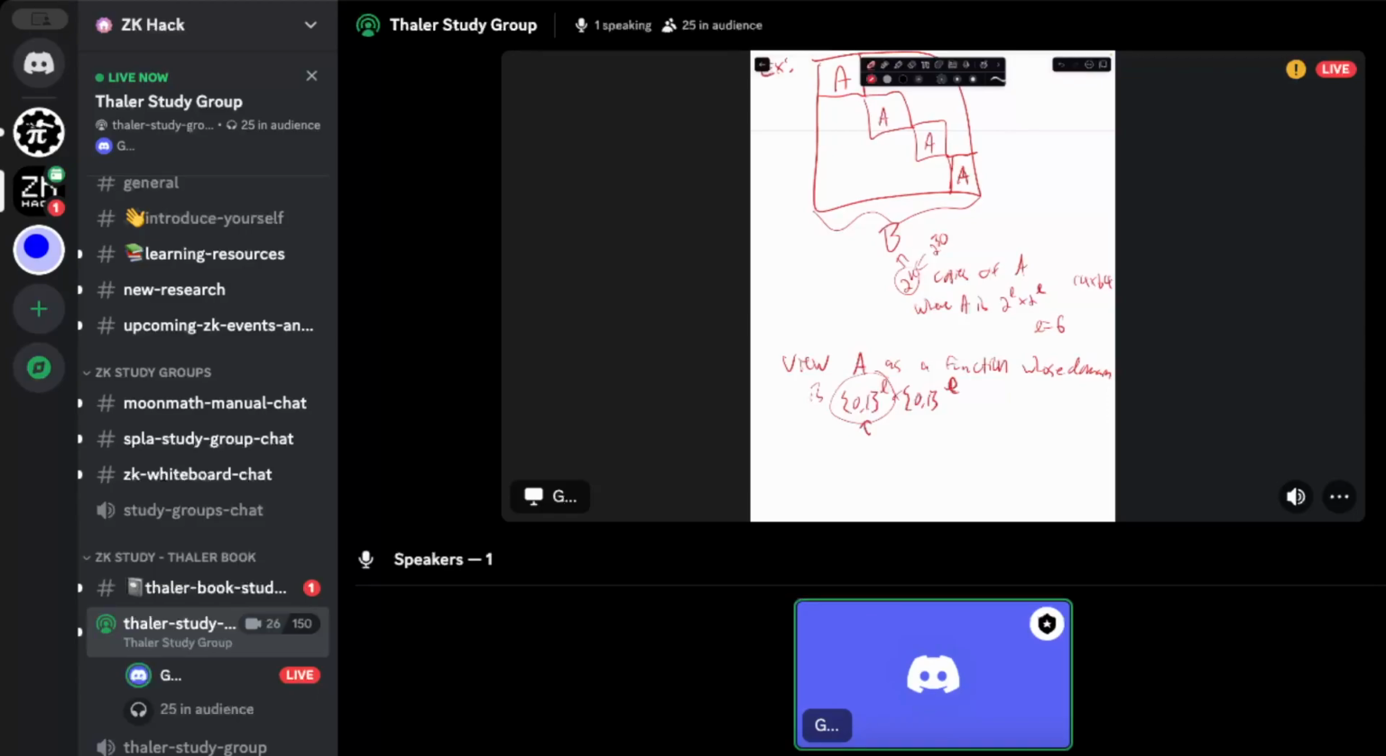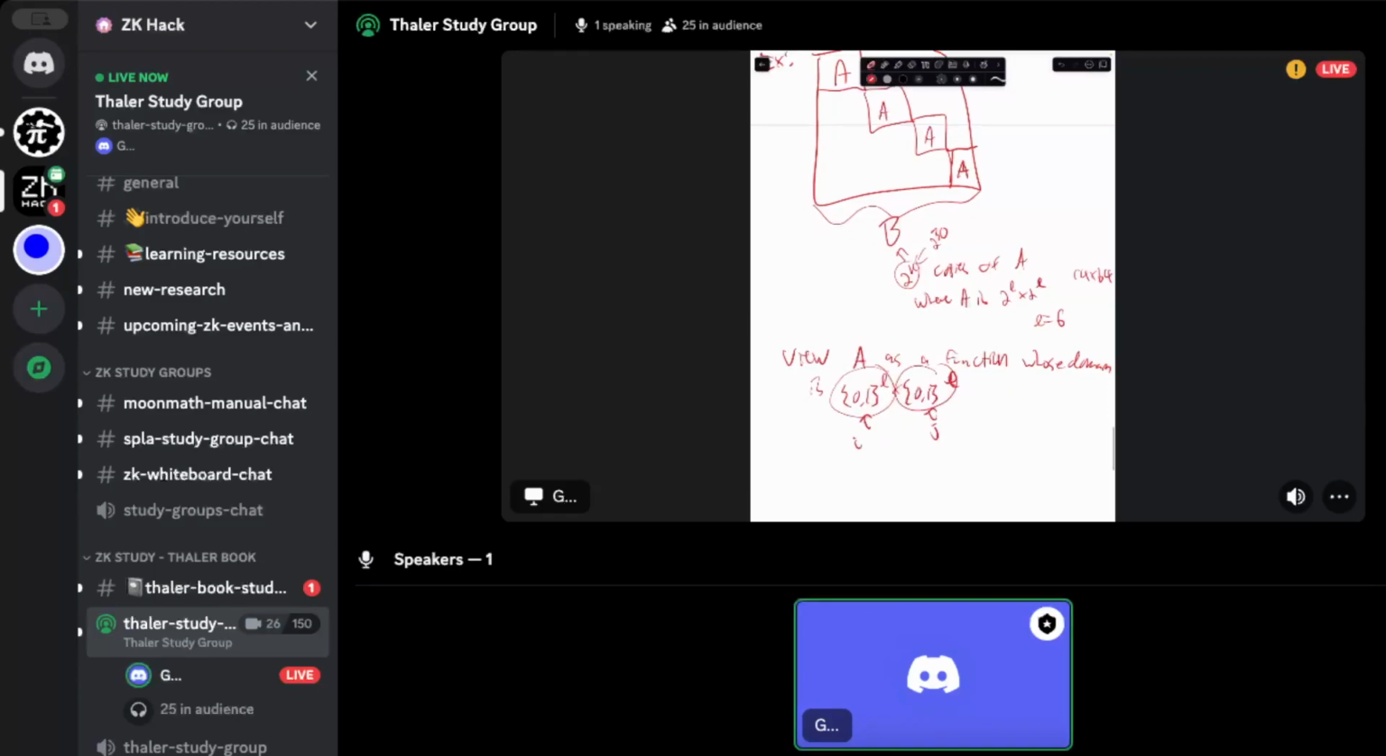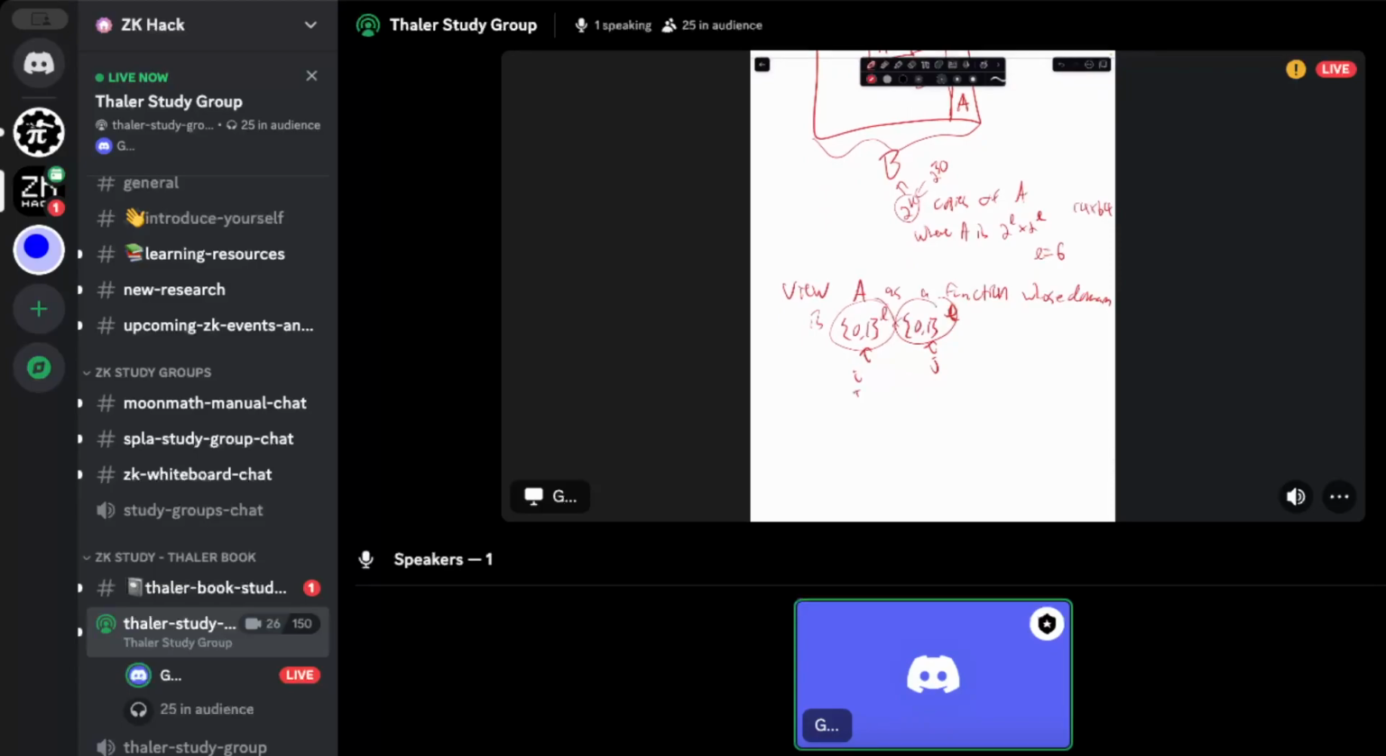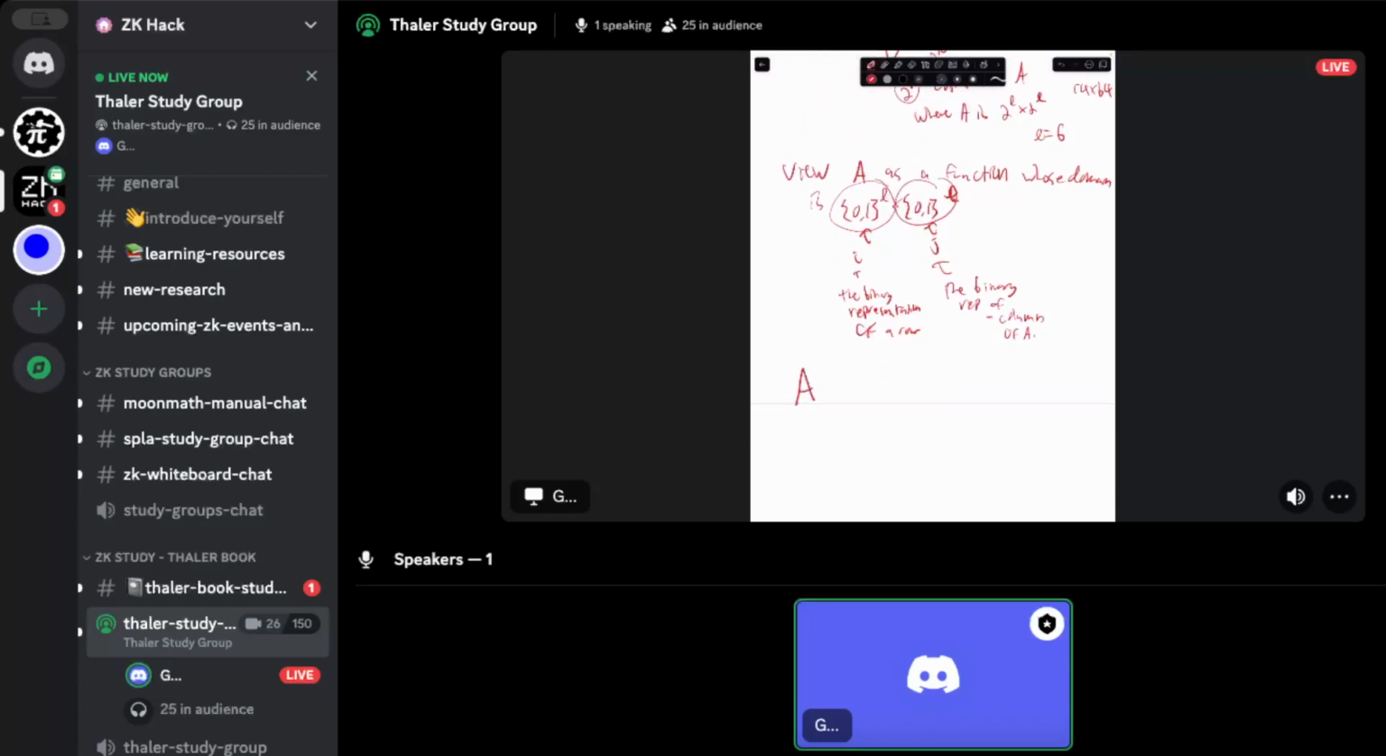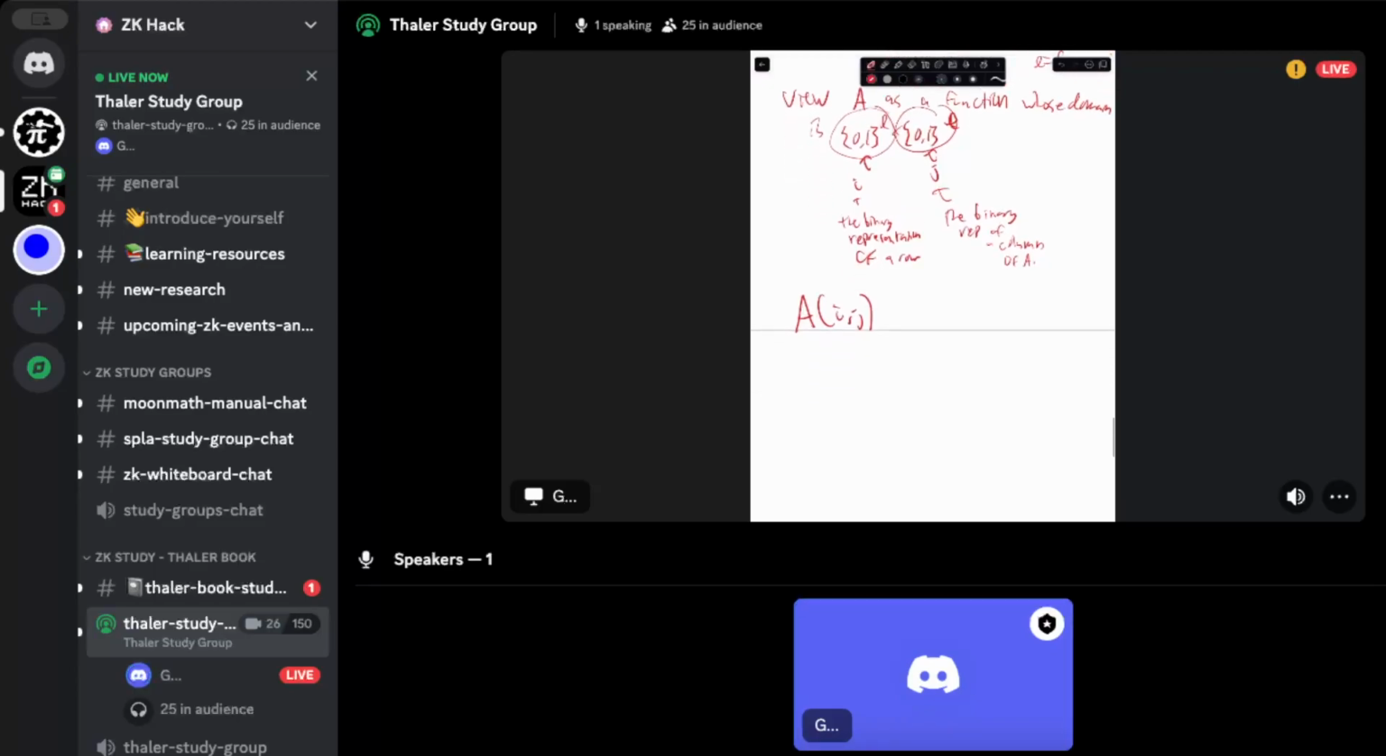So if I have an i and a j in {0,1}^L, I'm going to interpret i as the binary representation of a row of A, and j as the binary representation of a column of A. And I'm going to overload notation here. I'm going to define A(i,j), where i and j are in {0,1}^L, as the ij-th entry of A, where here they're row and column.